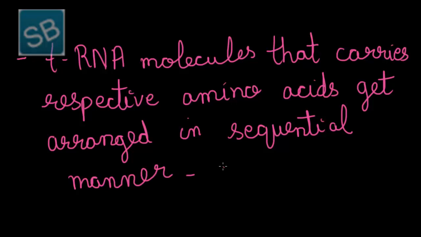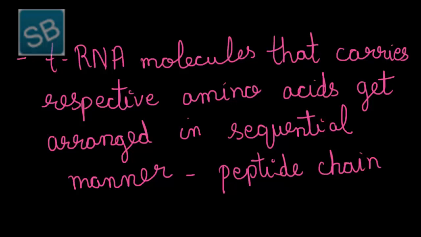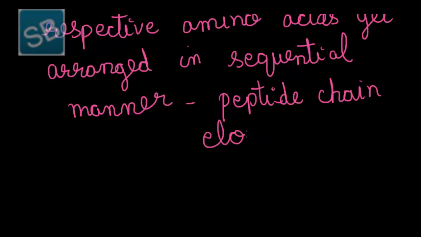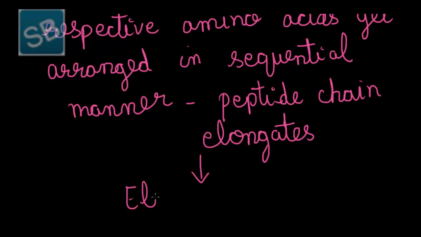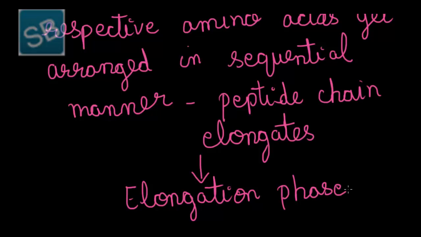And accordingly, the peptide chain, that is the bond that forms a chain, elongates. Thus, this elongation of peptide chain results into the formation of polypeptide. Such a phase is known as elongation phase. Thus, this was all about the second step, that is elongation. Following it comes the third step, that is termination, where the complete synthesis of protein occurs.